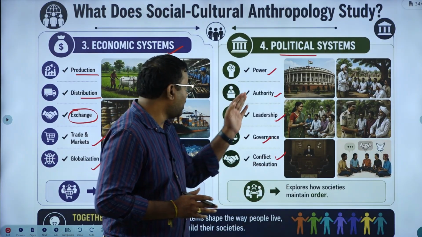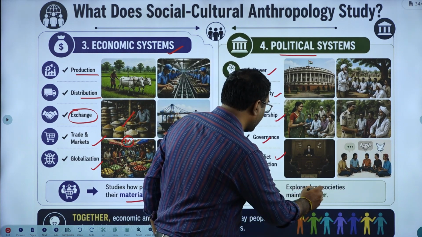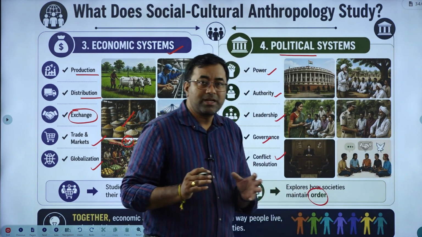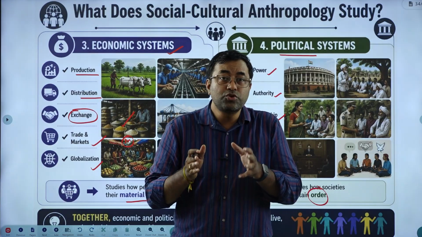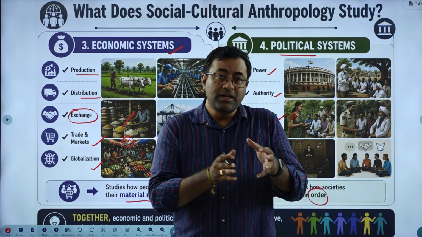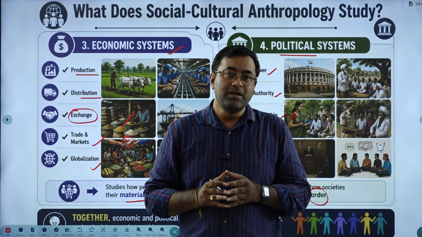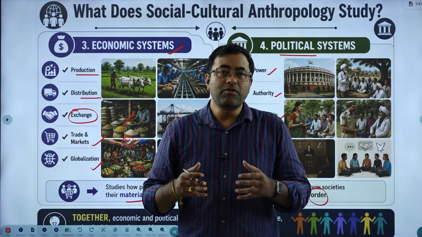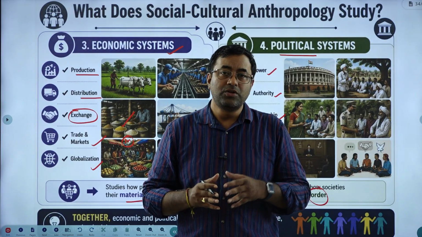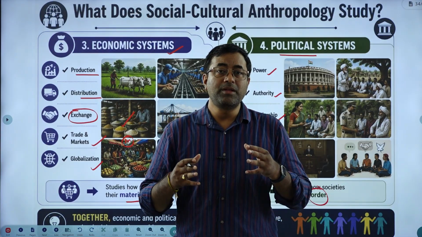So the objective of understanding the political system is that every anthropologist wants to understand how societies maintain social order. Social order means peaceful living conditions are present in tribal societies or any primitive societies. What are the reasons behind it? Why don't they have conflicts like those of modern days? The conflicts are very few in tribal or primitive societies.